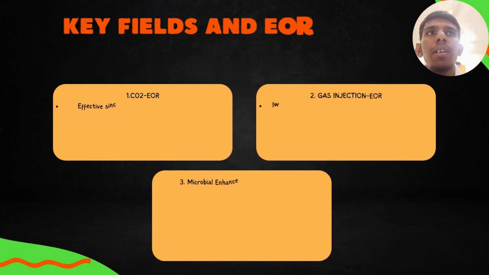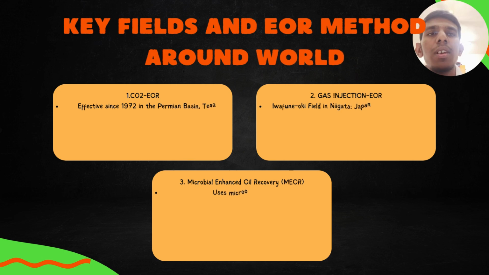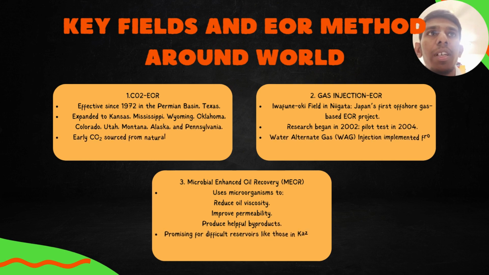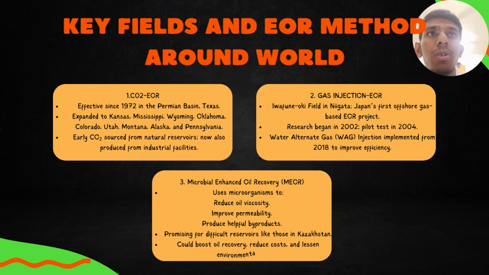This is the field that we are involved in for this project, the Tapis field, in Peninsular Malaysia. First, we have to discuss key EOR methods around the world. One is the CO2 method, which is injecting carbon dioxide, effective since 1972 in the Permian Basin, Texas. It was expanded to Kansas, Mississippi, Wyoming, Oklahoma, Colorado, Utah, Montana, and so on. Yearly, this CO2 is sourced from natural reservoirs and also produced from industrial facilities.